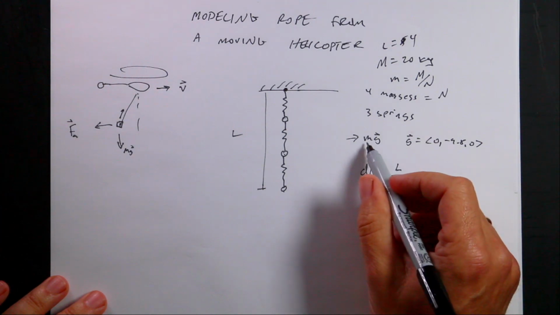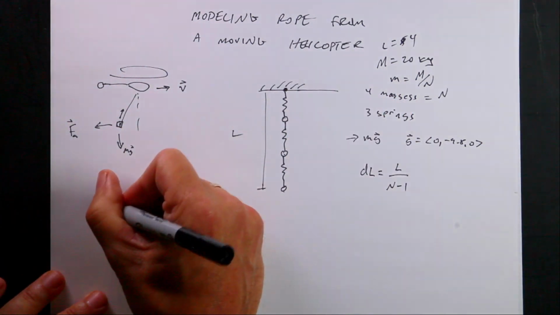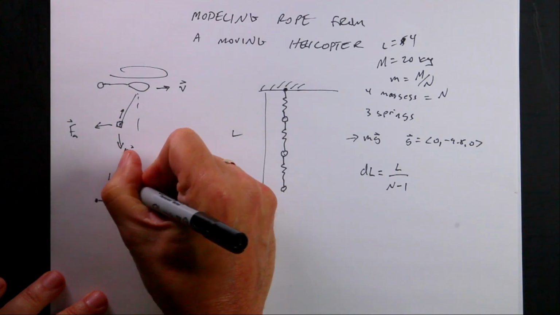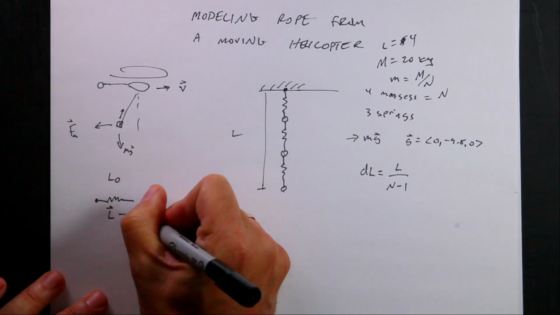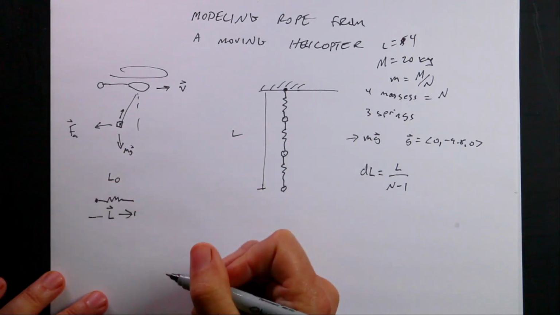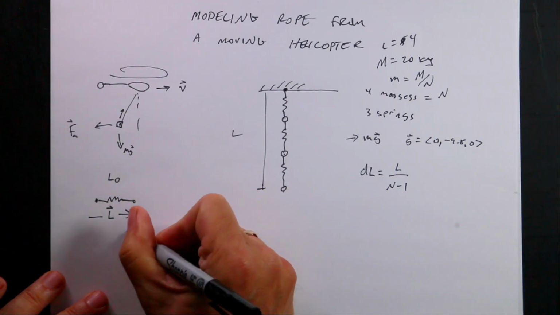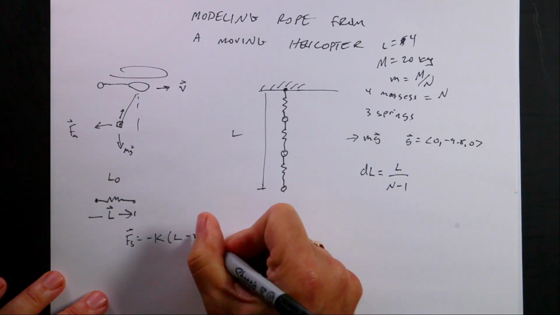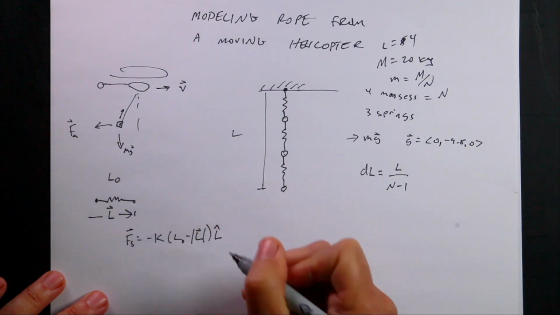So I have the gravitational force, and then I'm going to have a spring force. So if I have a spring like that, it has an unstretched length of L0 and a length vector of L. Then the spring force, I can say Fs is negative K times the magnitude of L0 minus the magnitude of L, times L hat.